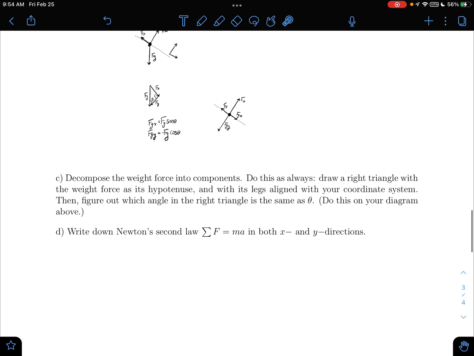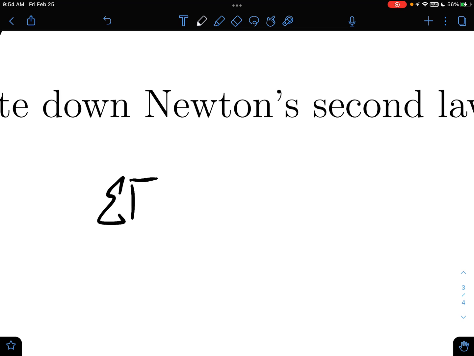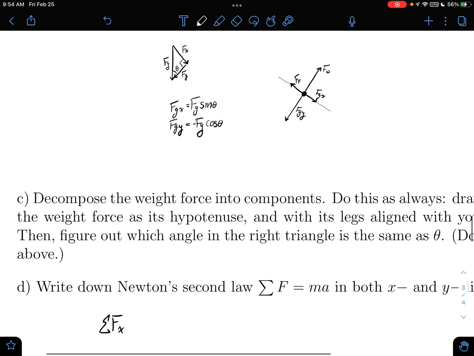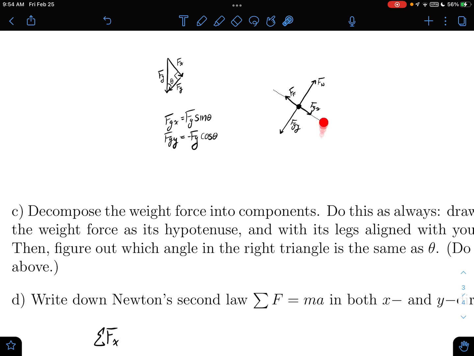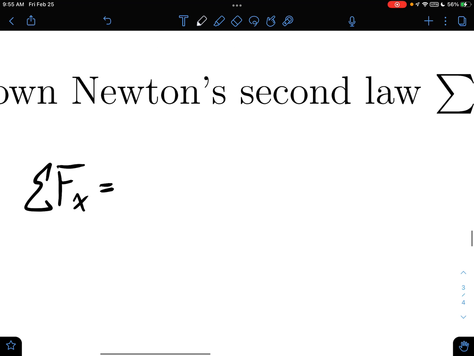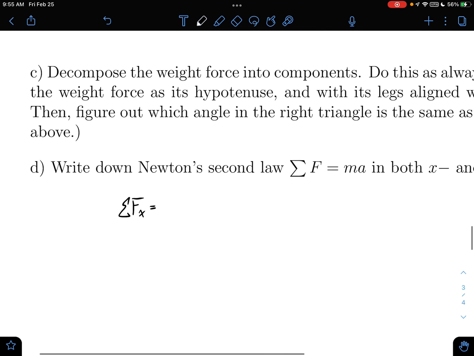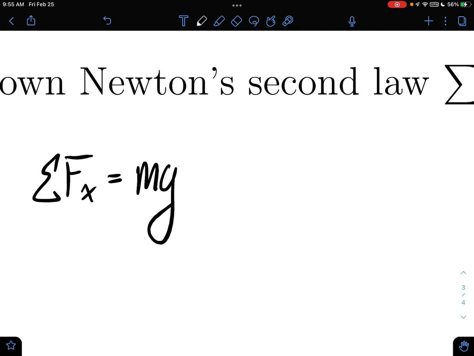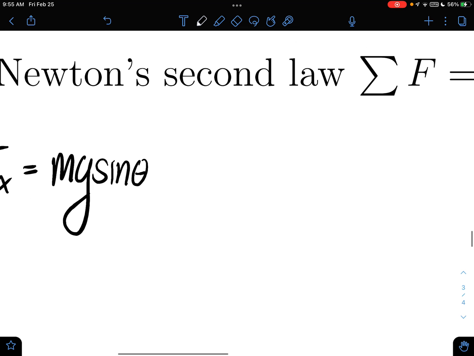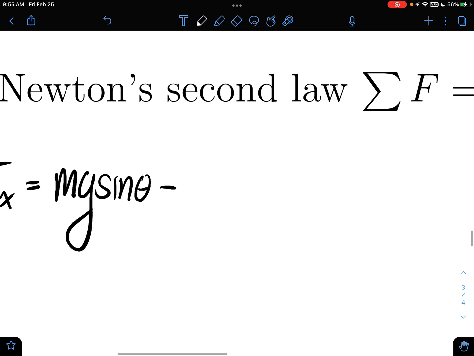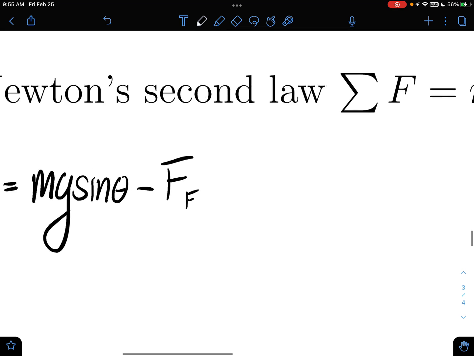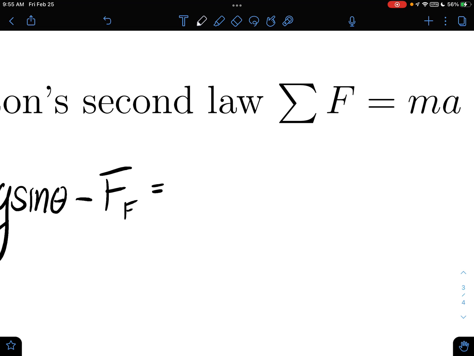So now we're going to do Newton's second law. The sum of our forces in our x direction: we have our gravity acting in our positive x direction, and friction acting negative. So it's going to be FGX, which we said was FG sine theta, mg sine theta, with our negative force from whatever kind of friction we have. And that's going to equal our m ax.